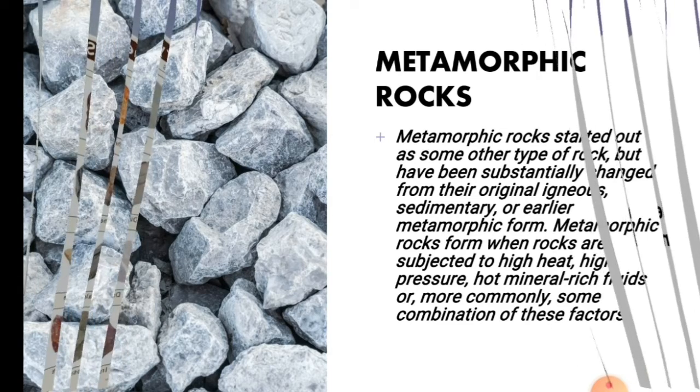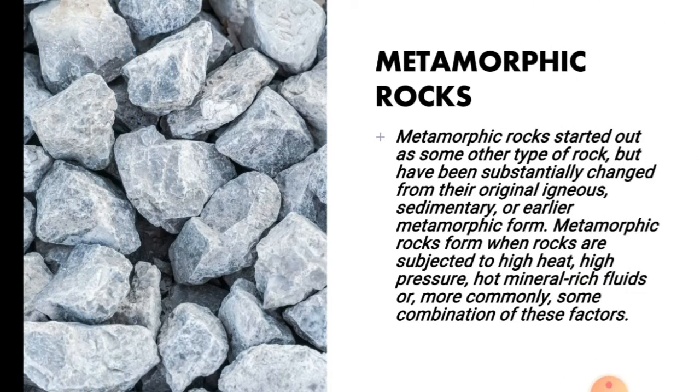Now the third and the last classification of rocks, that is metamorphic rocks. What is written over here? Metamorphic rocks started out as some other type of rock, but have been substantially changed from their original igneous, sedimentary or earlier metamorphic form. Metamorphic rocks form when rocks are subjected to heat, high pressure, hot mineralized fluid, or commonly some combination of these factors. So, in short, metamorphic rocks are made from igneous, sedimentary, or earlier metamorphic rocks. They are made due to high heat, high pressure, and some common combination of it.